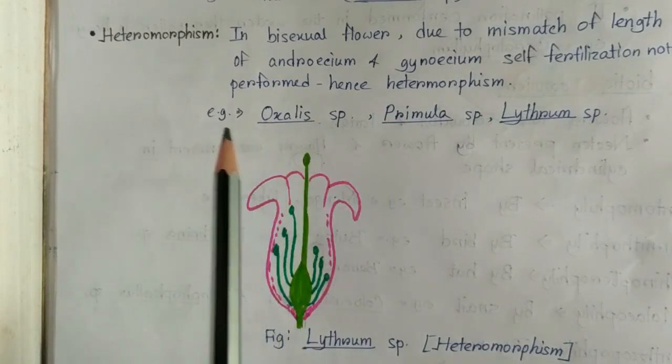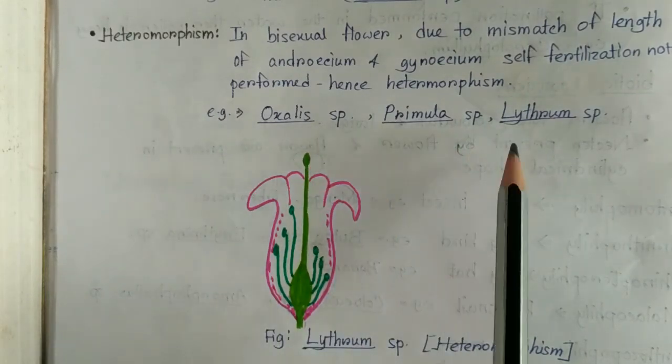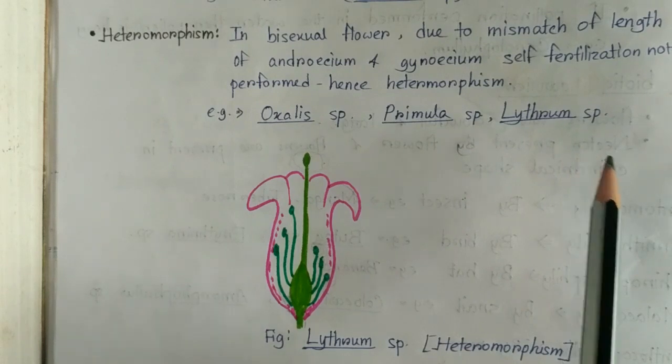Examples are very important, that is Oxalis species, Primula species and Lythrum species.